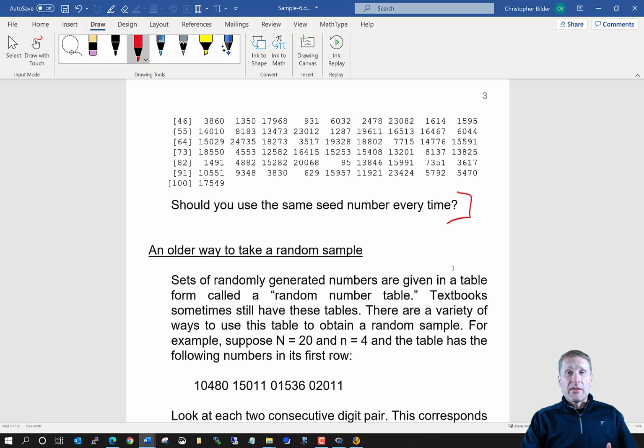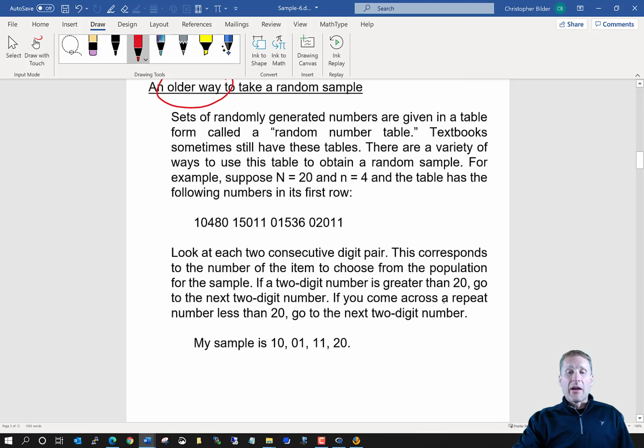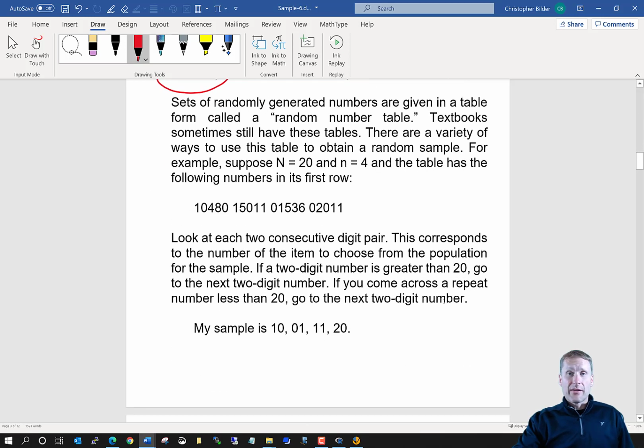Now there are other ways to take a random sample as well. Here's an older way that's often still discussed in some textbooks. If you're interested in learning about it, I have it here in my notes, but I will not ask you a question about it on a test.